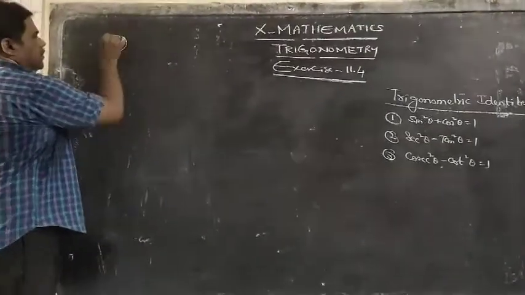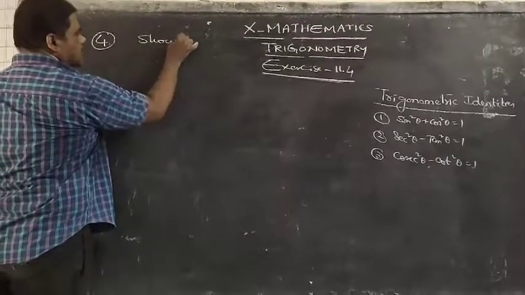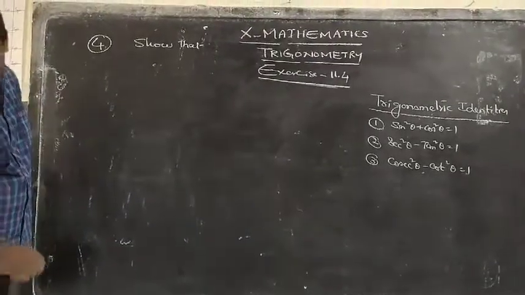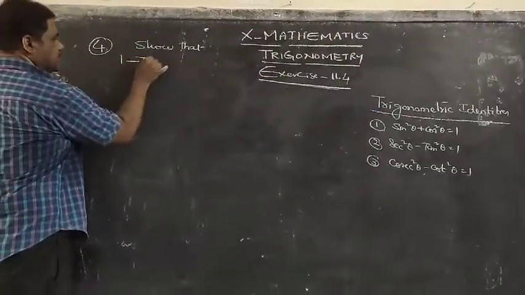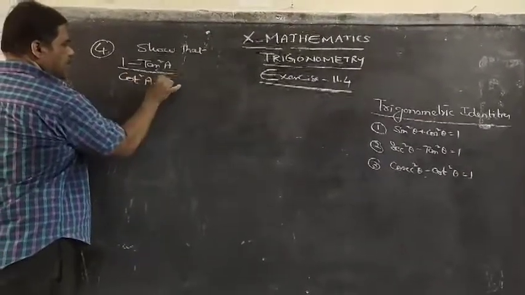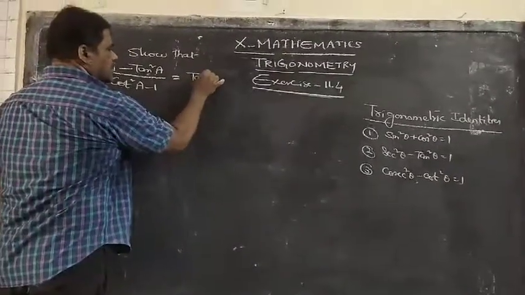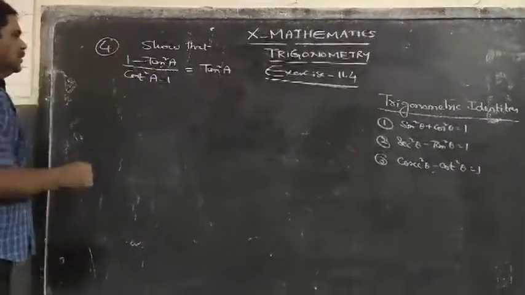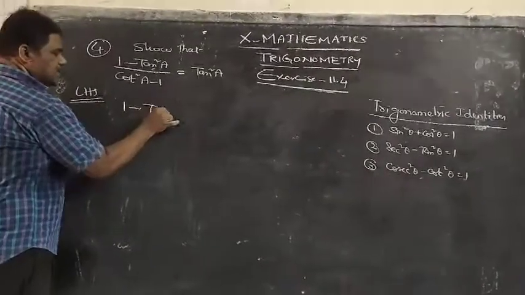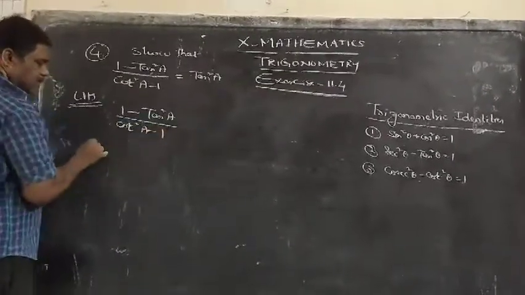Right, question number 4. Show that 1 minus tan square A by cot square A minus 1 is equal to tan square A. Let us consider LHS. 1 minus tan square A by cot square A minus 1.